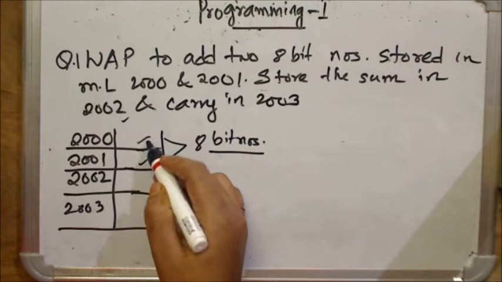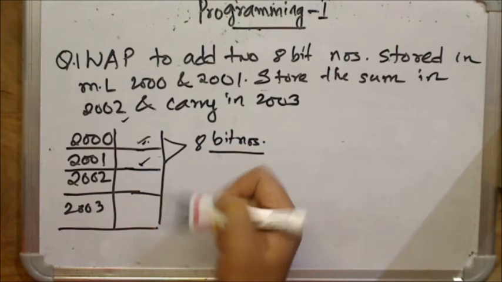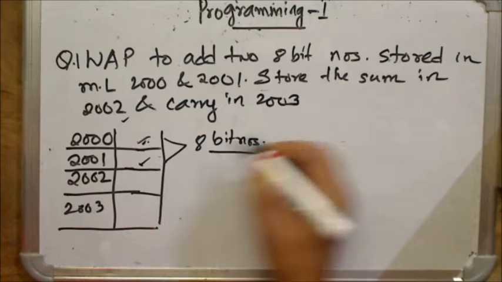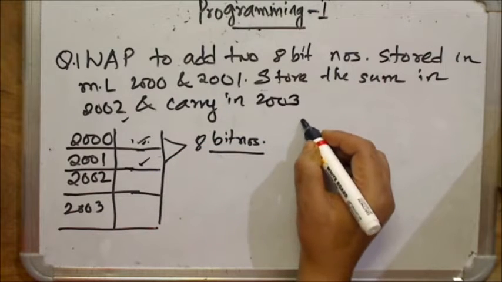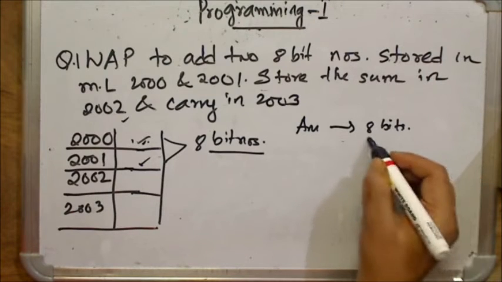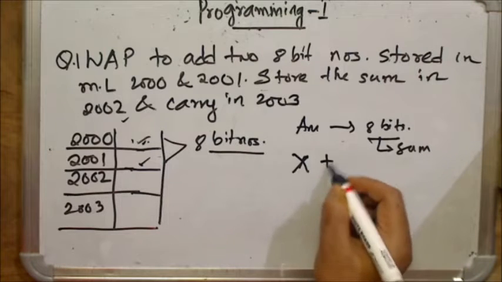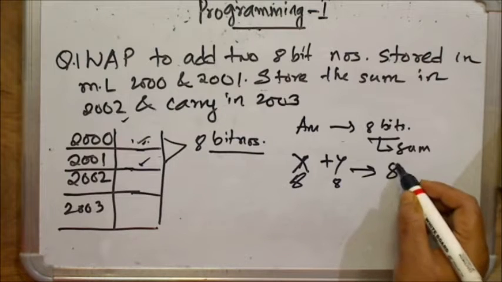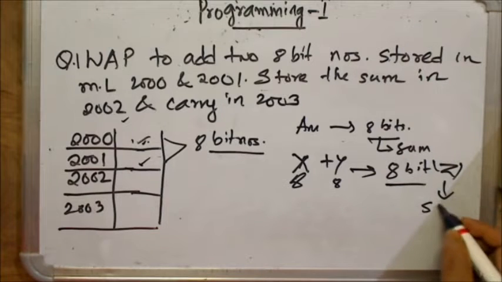The numbers that I have told to add are stored in 2000 and 2001 and both are 8-bit numbers. Now you tell me, when you add two 8-bit numbers, the answer is 8 bits, right? So that is the sum. When you add two 8-bit numbers, x plus y, the result is always of 8 bits. Suppose the result is z. This is your sum.